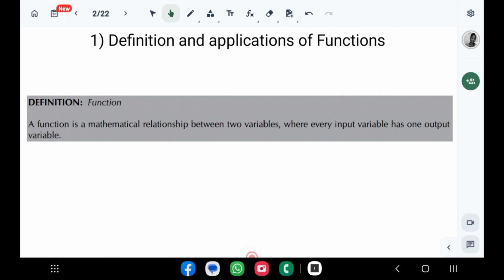First, let's deal with the definition. What is a function? A function is a mathematical relationship between 2 variables where every input variable has one output variable. And uses are, for example, if you want to figure out the growth of a child, what the heights of people are depending on their age. The relationship of the height of a person depending on their age.